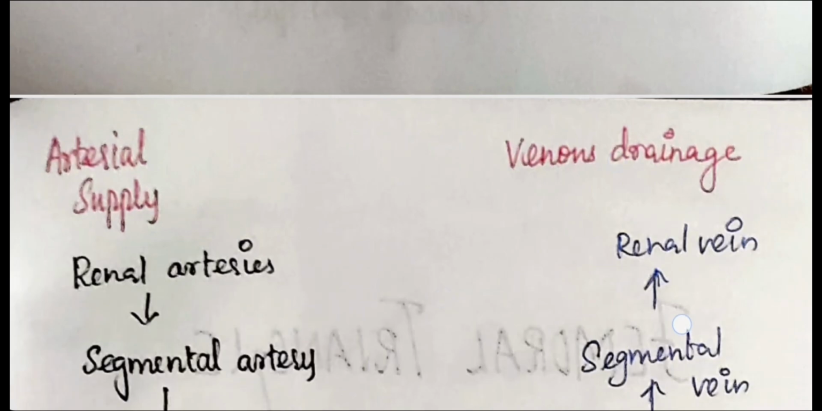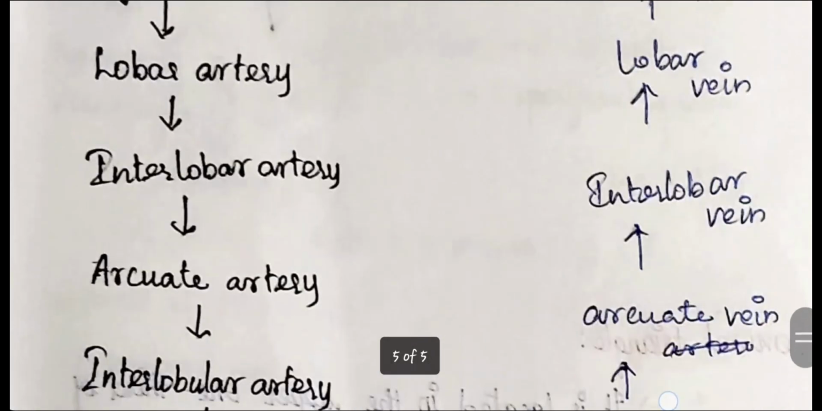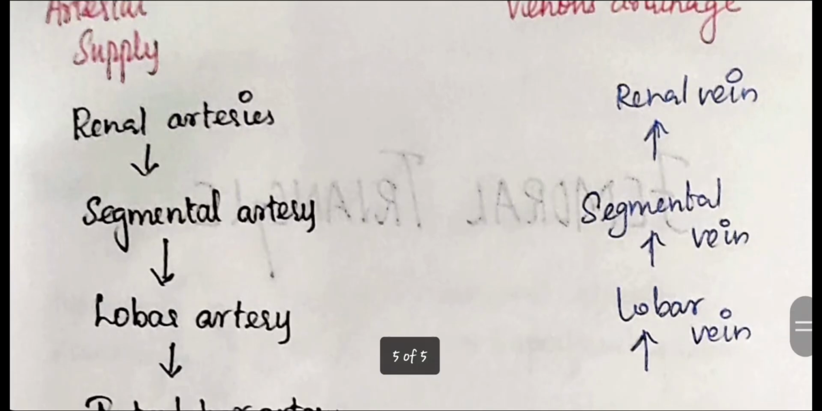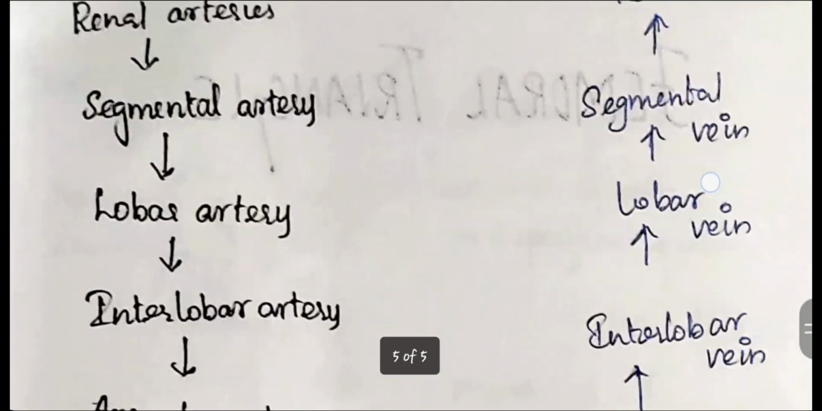Coming to the venous supply, the vasa recta joins to form the interlobar vein. Interlobar vein joins to form the arcuate vein. Arcuate vein, interlobar vein. Interlobar vein, lobar vein. Lobar vein, segmental vein. Segmental vein, renal vein. Finally, it reaches the renal vein. So this is how the blood is drained out from the kidney. So it is easy. Renal artery, renal vein. Segmental artery, segmental vein. Both the arteries and veins correspond to each other.